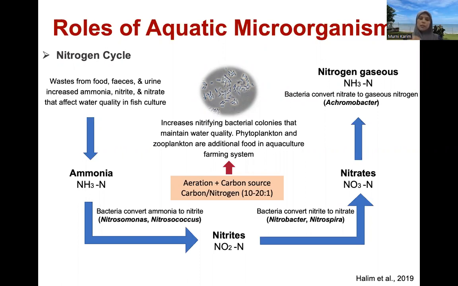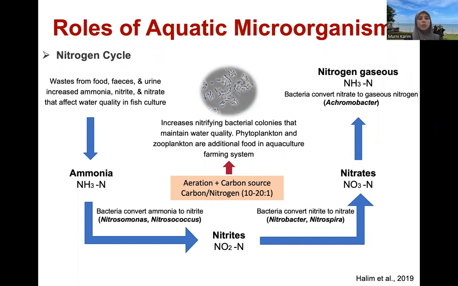Okay, if there is high ammonia, let's say you buy fish or shrimp, and then you have a very high ammonia in your ponds, definitely your fish will die. So it's very important for you to make sure that the ammonia level is very, very low. It needs to be below 0.5.